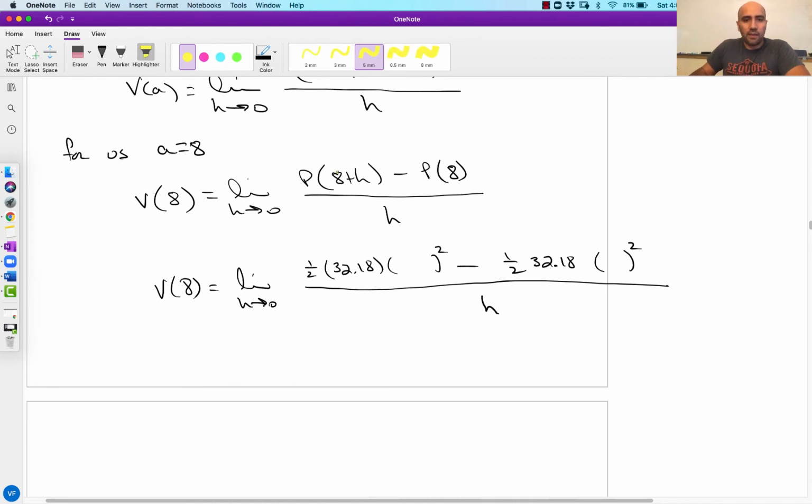Here's my first function, and I'm going to evaluate it at this point, so I'm going to put 8 plus h there. Here's my second function. I'm going to evaluate it at this point, so I'll put an 8 there. Okay, so let's simplify this. I'm going to simplify it by factoring out what they both have in common. Remember, it's just a number, so I can just multiply that out and get 16.09. And then I can factor that out, and what remains is going to be this squared minus 8 squared. So let me write that down.